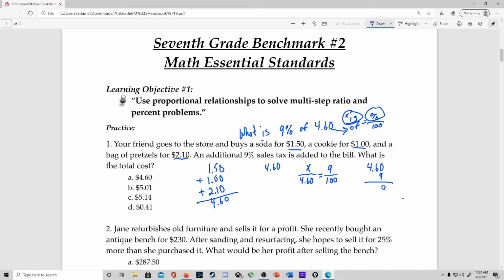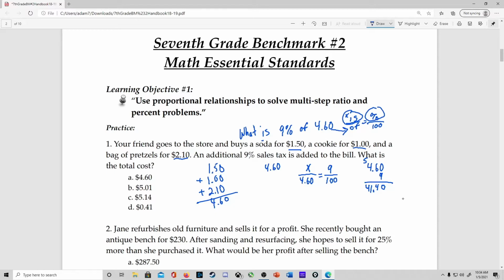9 times 0 is 0. 9 times 6 is 54. Bring the 5 up. 9 times 4 is 36 with 5 is 41. We had 2 numbers behind the decimal, so we're going to come in 2 places. And we get 4140, and we have to divide that by 100.